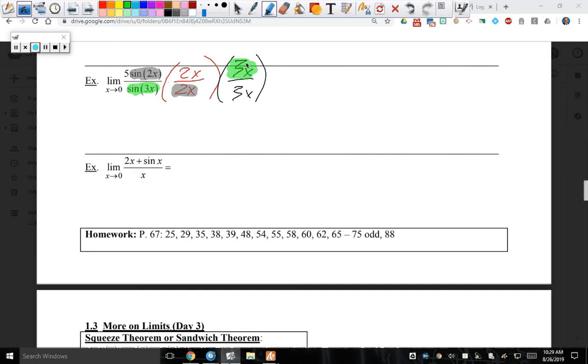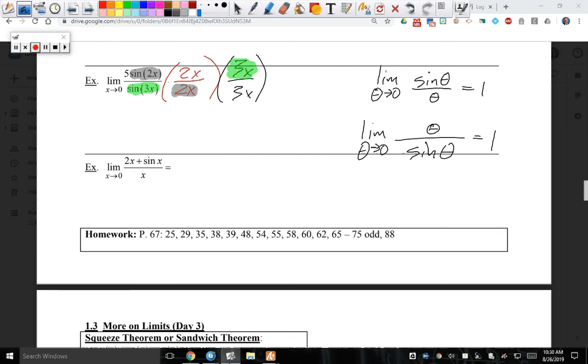Because here's another rule I want you to write down. Just like you wrote the sine of theta over theta, if theta is approaching 0, is equal to 1, the other rule is true of the reciprocal of this also will become 1. Okay? So, yes, you could multiply by 3x over 3x, and then cancel these x's to 1, or you could have just multiplied by what over what? 3 over 3.